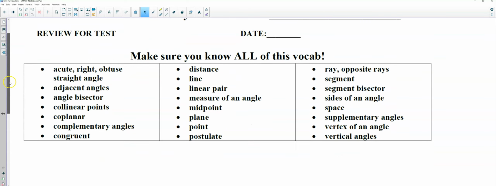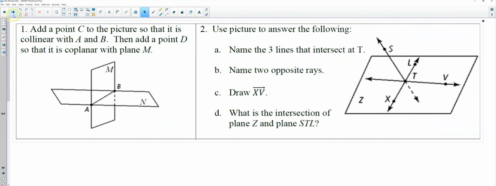Besides that, let's go to the second page here. Okay, it says add a point C to the picture so that it is collinear with points A and B. See, if you know the vocabulary, then everything else is very easy. Collinear means what? It means that they are on the same line. So I need to add a point so that it is collinear. I'm going to add a point right here, and I'm going to call that point C. There you go. And now A, C, and B are all collinear.